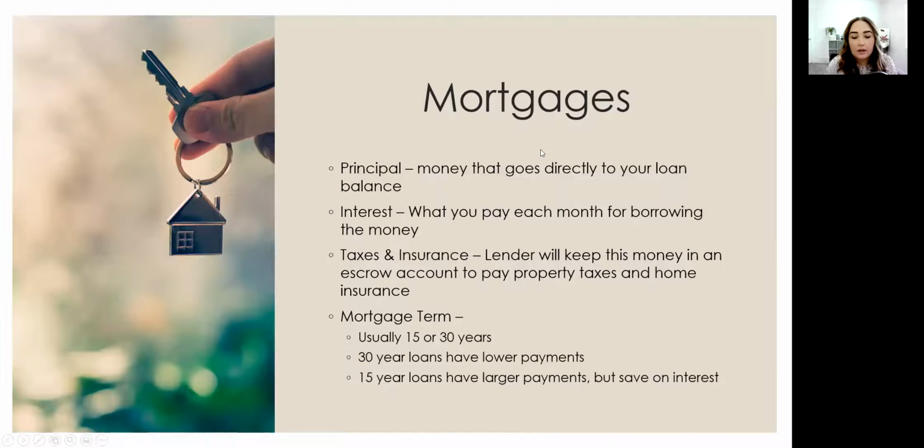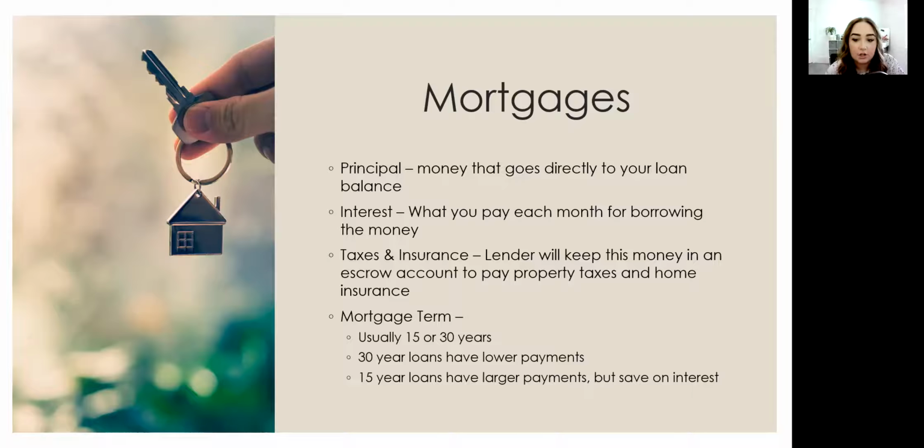So we have what makes up a mortgage. We have the principal. When you're making your payment every month, you are paying towards all of these things. Your principal is the money that goes directly towards the loan balance. So you're paying a chunk of that every single month toward your loan balance. Every single month you're paying interest, basically to the bank. It's all lumped into one payment, but part of it is the principal, part of it is the interest.